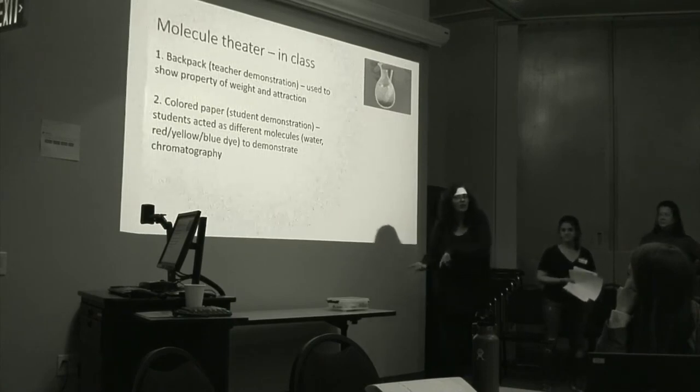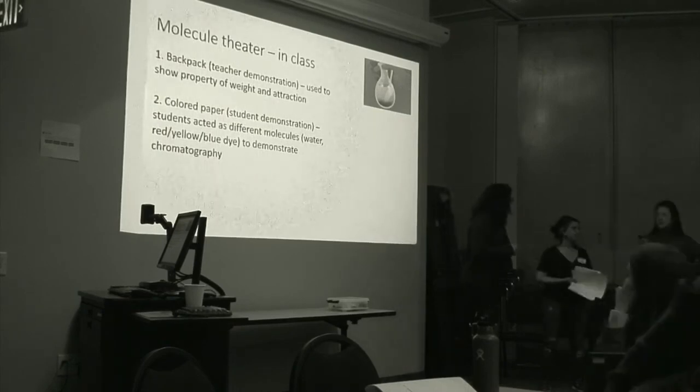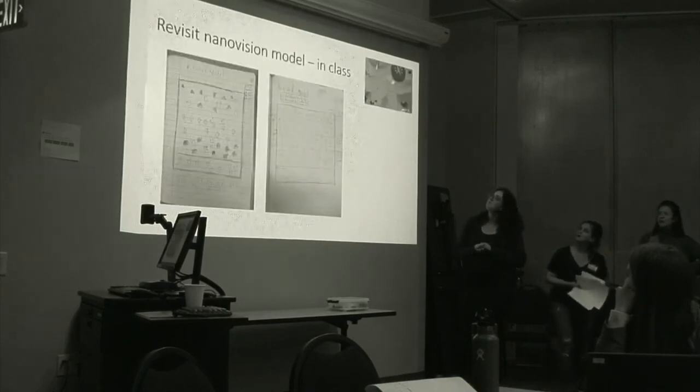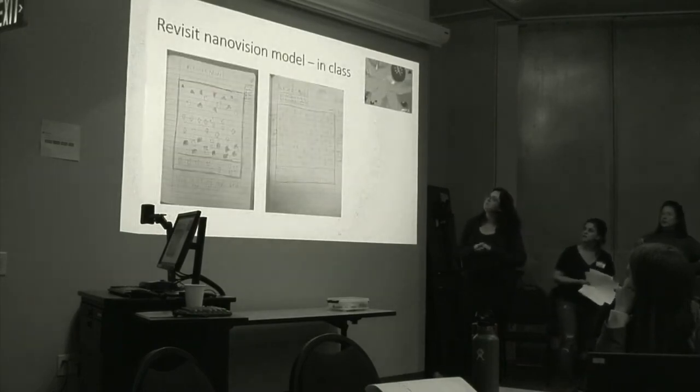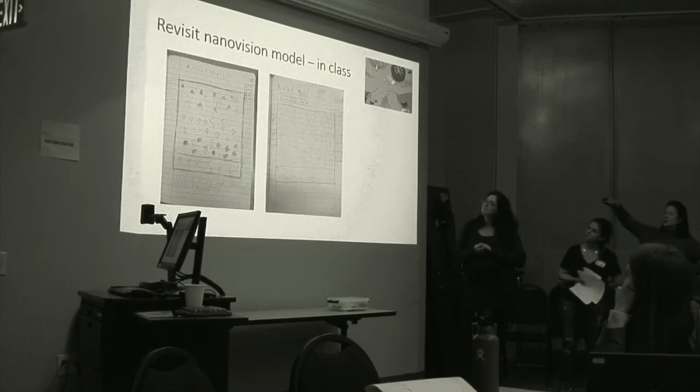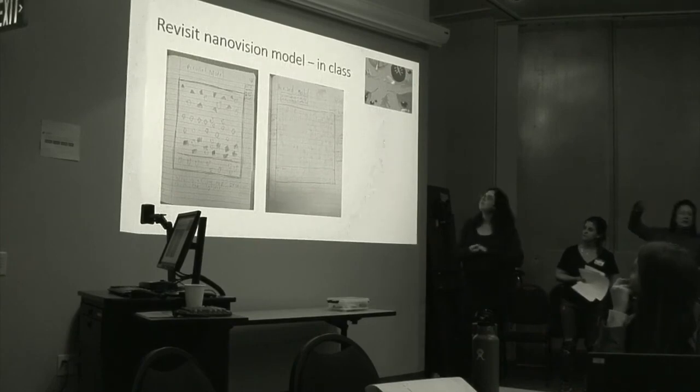And then later on, we saw that there was the all-aboard model. And then after we did that, they went back and visited their nanovision models. So these are some examples from my class, but they started adding, I think you call them text boxes, but little labels as to why they ended in the certain places.